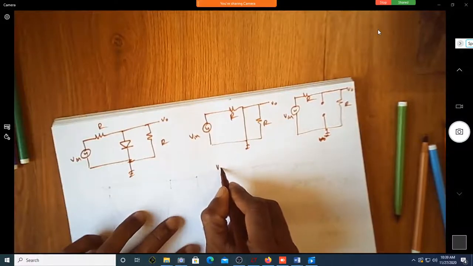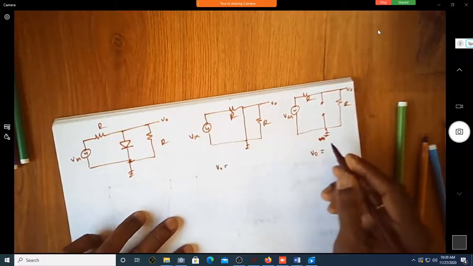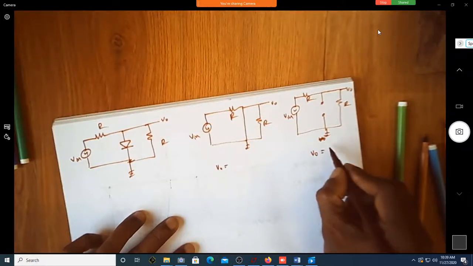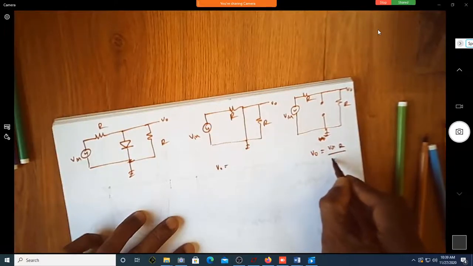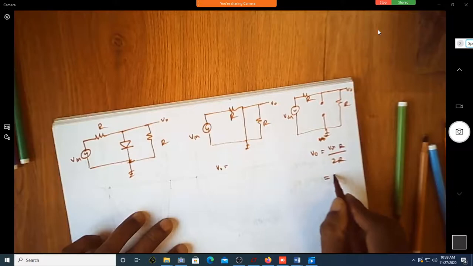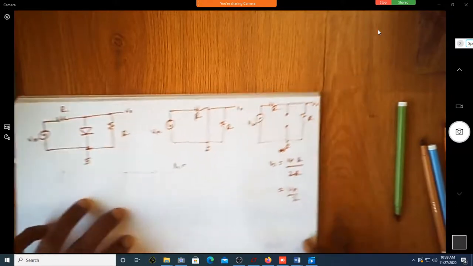Hello. Yes, sir. What is V0 now? Is V0 equal to what? Shall I say this is equal to V in R by 2R? Yes, sir. V in by 2? Why is it R by 2R?